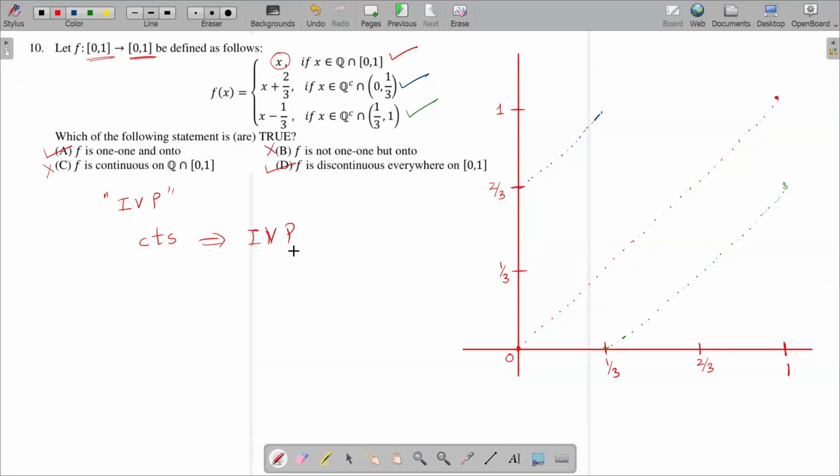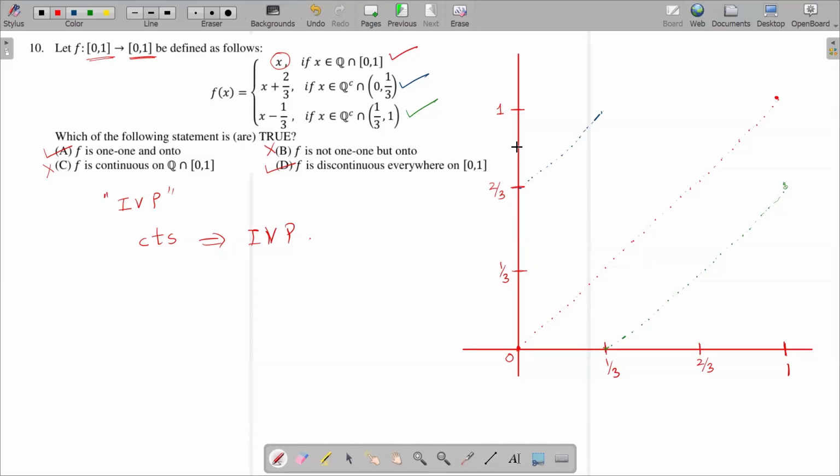Continuity is a sufficient condition for getting IVP. It is not necessary. Very, very good. So, is this becoming a counterexample, or is it? Yes. IVP is one of the... We have to think about it. Yes. Now, that is again a careful understanding.